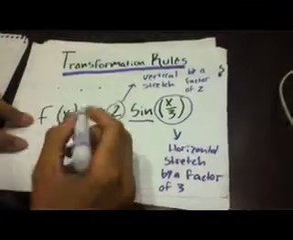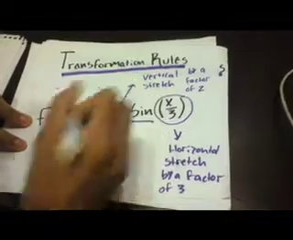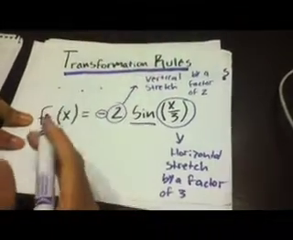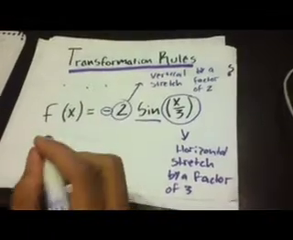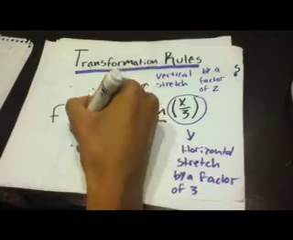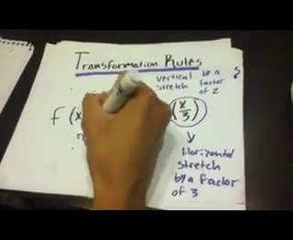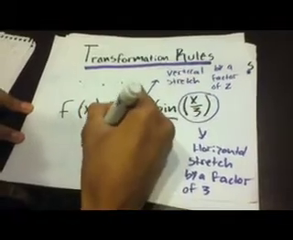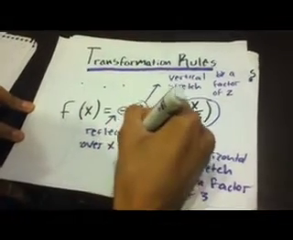And now also looking at this negative sign. When you see this negative sign in front of a vertical value, then you know that there's going to be a reflection over the x-axis. Reflection over x. Okay.